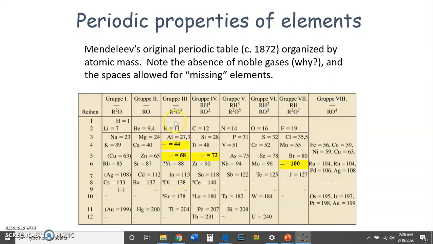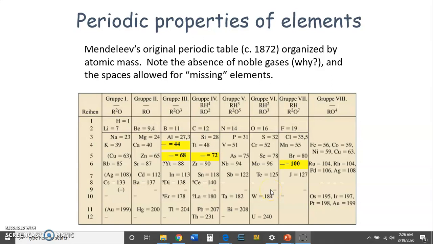Okay. In addition to looking at the elements that were known, he predicted, basically said, there ought to be an element here. There ought to be an element here. There ought to be an element here. He looked at where there were elements missing and said, those are going to be discovered one day. Rather than saying, no, I have to redo the structure of my table, he said, no, the structure of my table is right. There's just some elements that we haven't discovered yet.